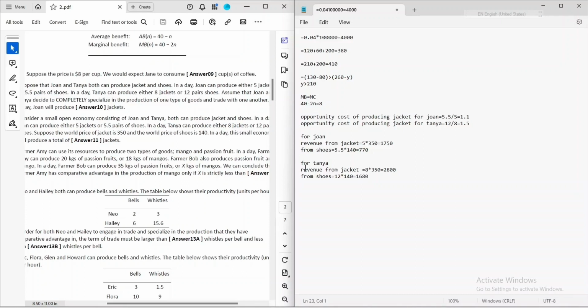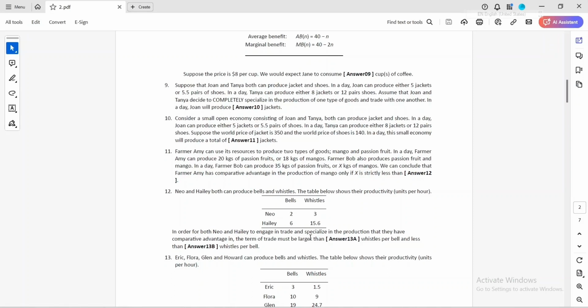Now you can compare the revenue for both of them. For John, the revenue from jacket is higher than shoes. And for Tanya, the revenue from jacket is again higher than shoes. So both of them will produce jacket. In total they can produce 8 plus 5 jackets. That is 13. So 13 is the answer.